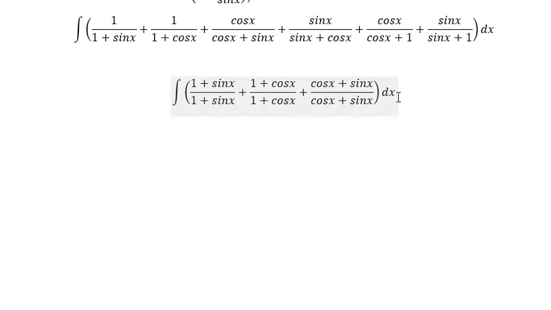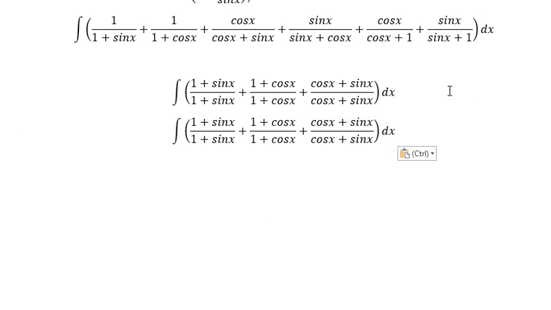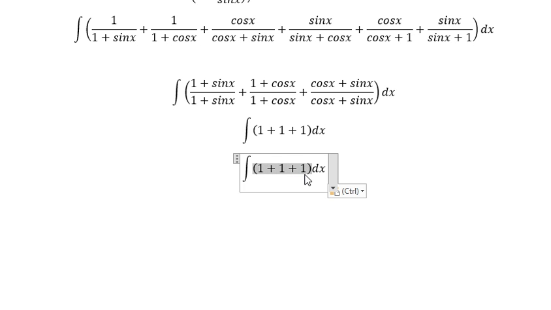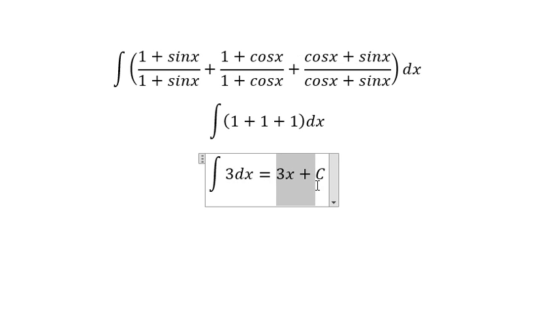Now we simplify. This one we have number 1, and number 1. So we have number 3. And we have 3x plus c. And that is the final answer. This is the end.